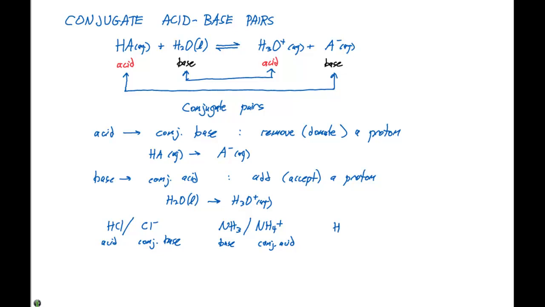If we have HS- as our acid, in order to get to the conjugate base, we have to remove a proton. That's going to be S2-. And if we have HS- acting as a base, H2S is going to be the conjugate acid, because going from a base to a conjugate acid, we have to accept the proton. So you might be curious: wait a minute, right here we said HS- is an acid, and over here HS- is a base. So which one is it, an acid or a base?